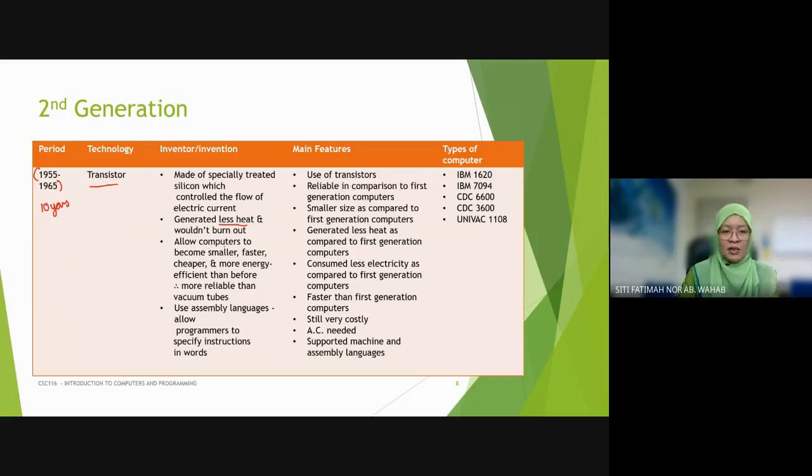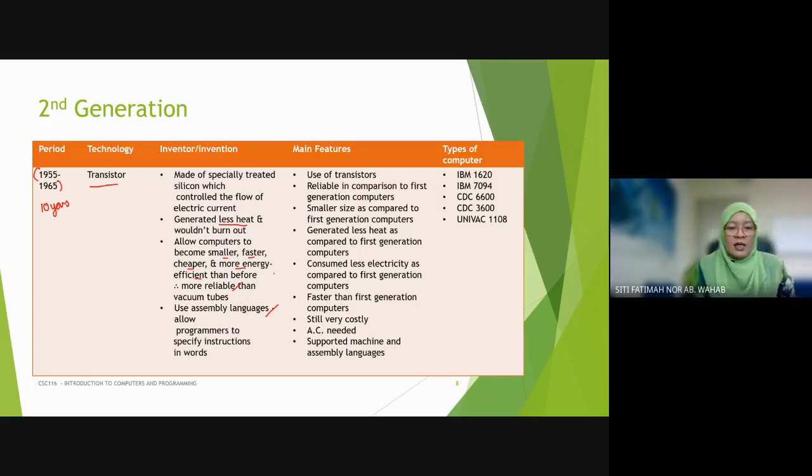It allowed computers to become smaller than the first one, the vacuum tube computers, faster, cheaper, and more energy efficient. Therefore, it was more reliable than the vacuum tube. And it uses assembly language that allows programmers to specify instructions in words.